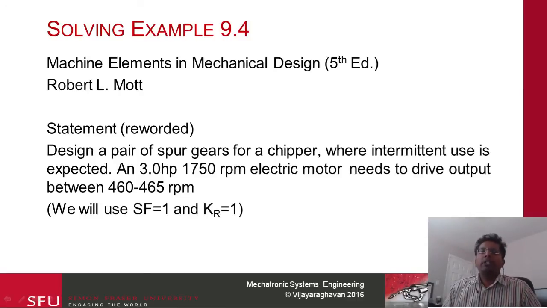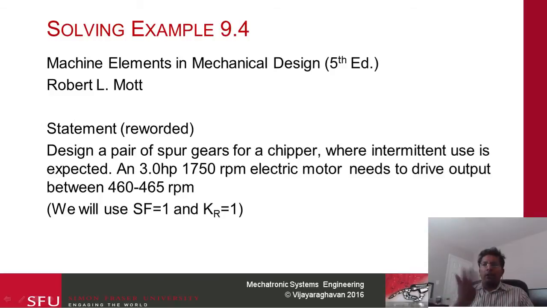Okay, so now let's proceed to the actual problem itself. This is from Machine Elements in Mechanical Design, 5th edition, Robert L. Mott. This is problem 9-4. So this is a statement of the problem. Design a pair of spur gears for a chipper where intermittent use is expected, and a 3 horsepower, 1750 RPM electric motor is used, and then it needs to drive the output at a speed of 460 to 465. Right, so this is the problem.